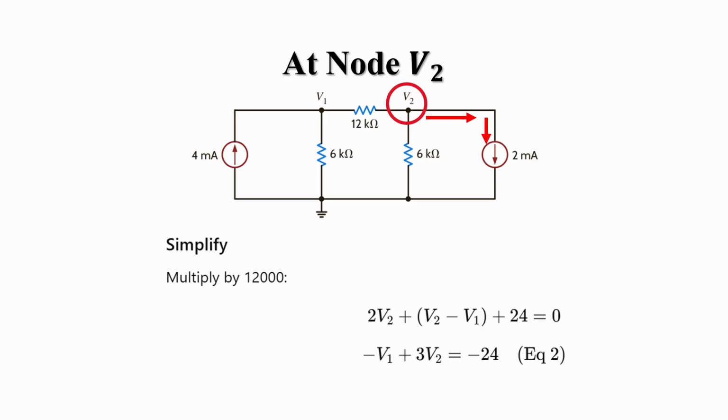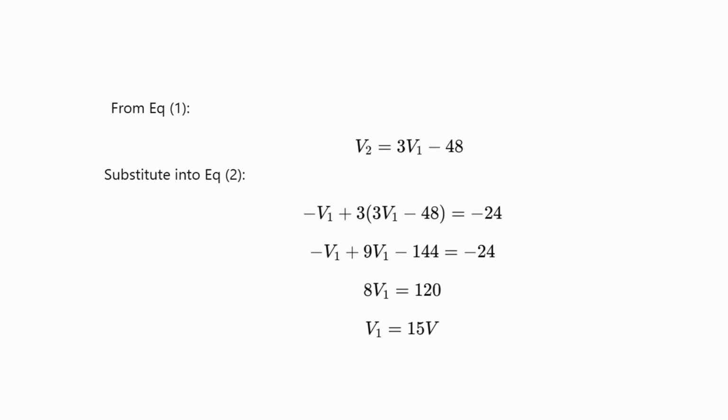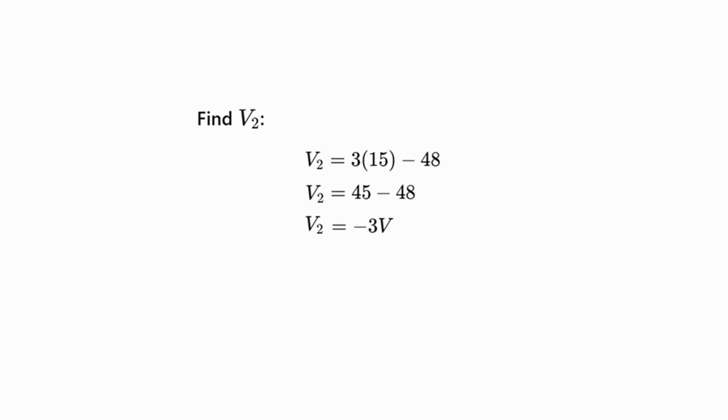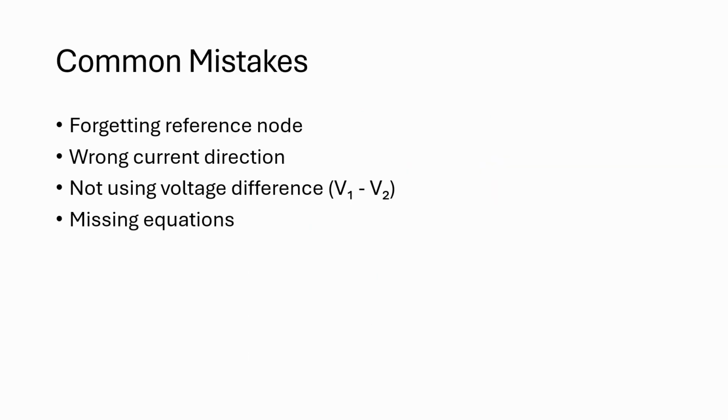When we clean this one up by multiplying by 12,000 again, we get our second piece of the puzzle. 3 times the second voltage minus the first voltage equals negative 24. At this point, you have 2 simple equations and 2 unknown voltages. This is where the magic happens. By just using basic substitution or elimination, you can find the exact voltage at both points. Once you have those voltages, you can find the current through any resistor or the power used by any part of the circuit.